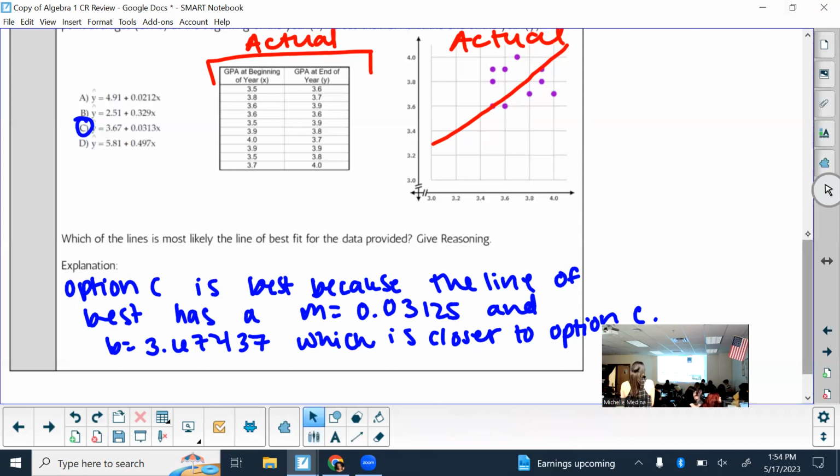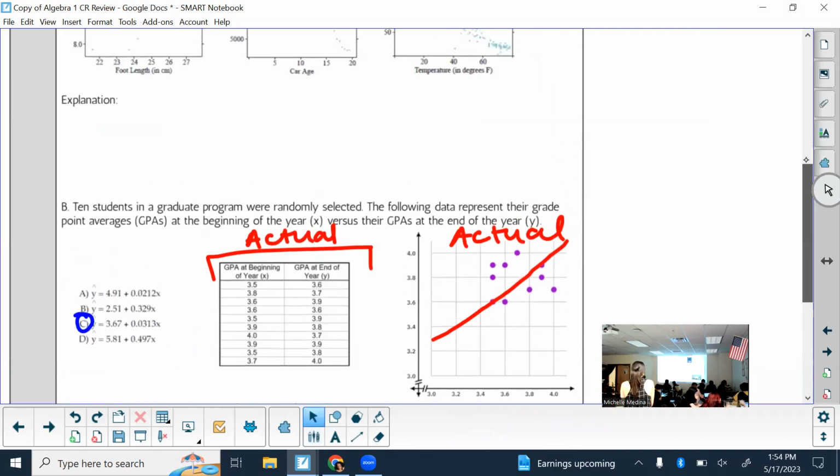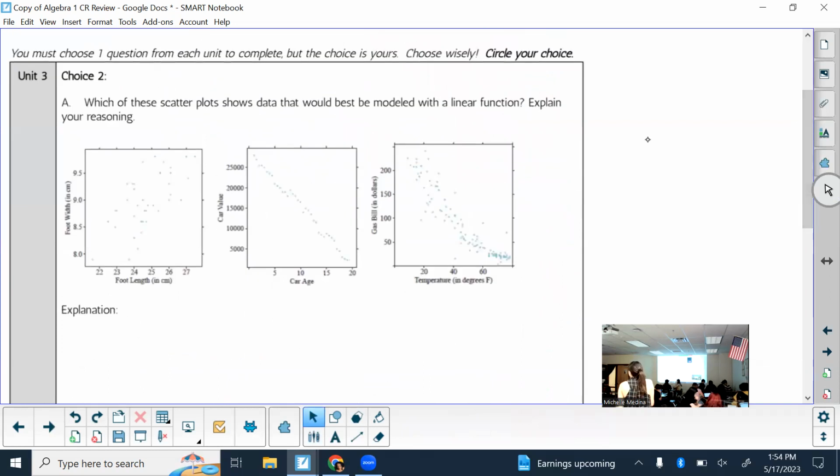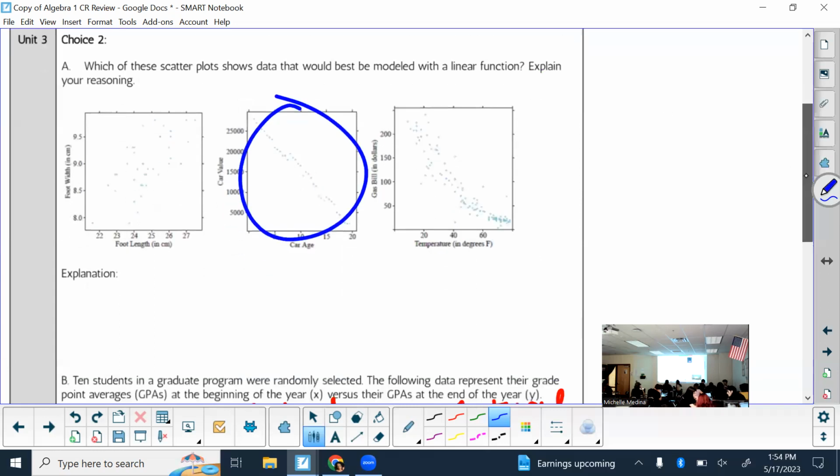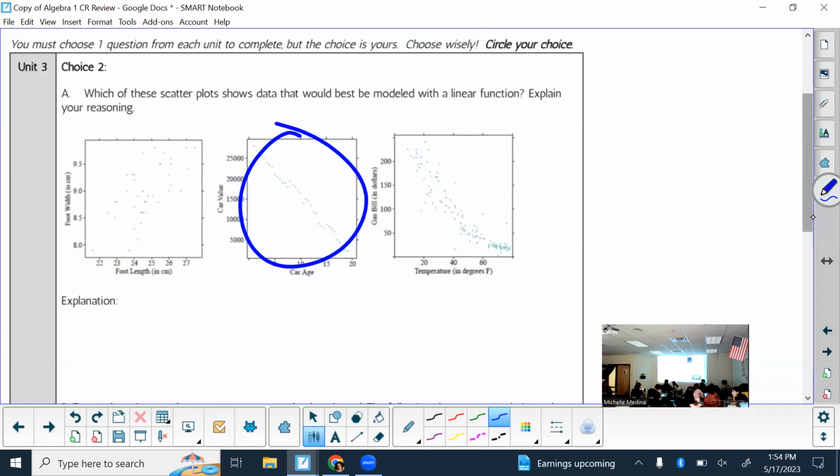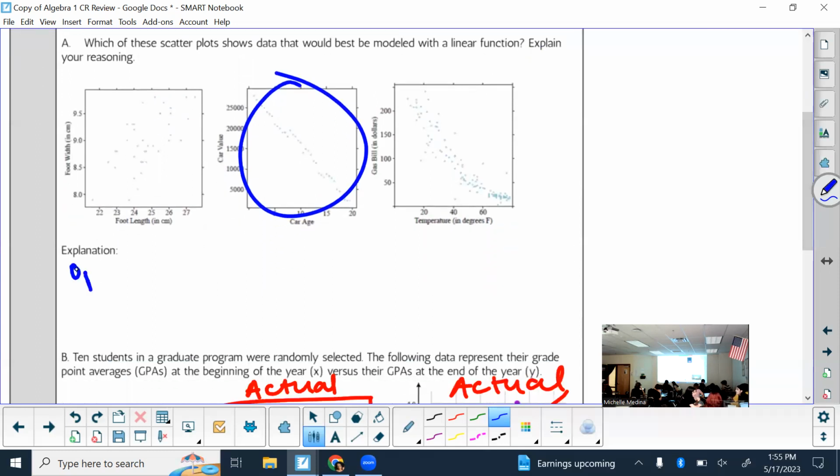Okay. So still the same choice, but now part A. Which of these scatter plots shows data that would best be described with a linear function? So which one, class? Okay, why this one? It's the most straight, so you could say option 2 because it is the most straight.